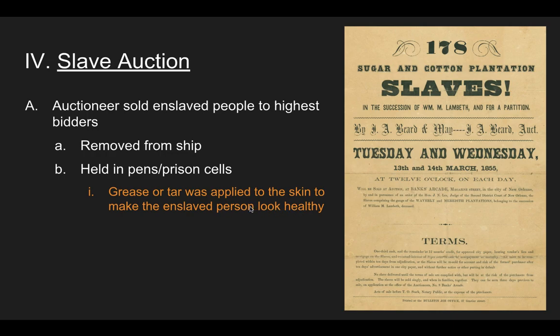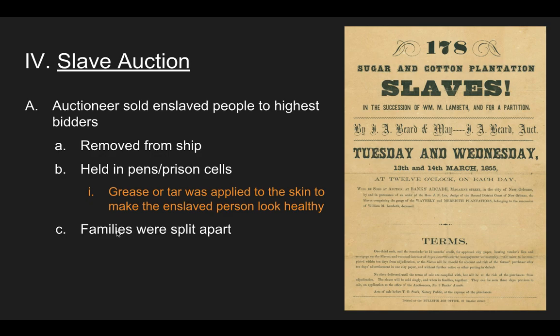This is very similar to what might happen when you show off your home when you want to sell it. You pay somebody money to come in and showcase the home, set your house up so that it looks really good to potential buyers. Same thing was done here. By greasing and tarring the skin, it made a person look more healthy.